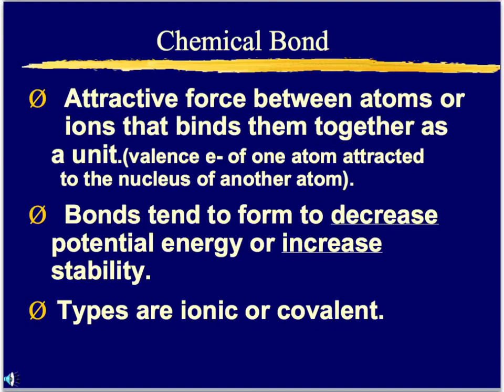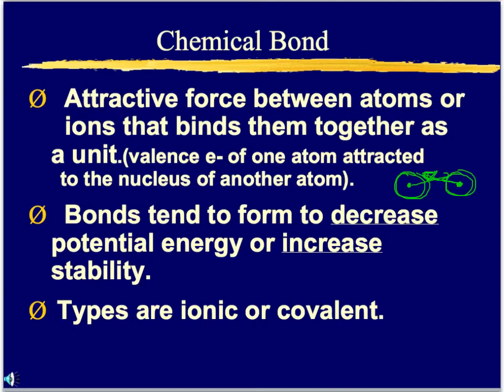So the definition of a chemical bond is an attractive force between atoms or ions that binds them together as a unit. Remember, the valence electrons of one atom are attracted to the nucleus of another atom. Here we have a picture of two atoms, with the nucleus on the inside and the valence electrons around it. In a chemical bond, each nucleus is attracted to the valence electrons of the other atom.